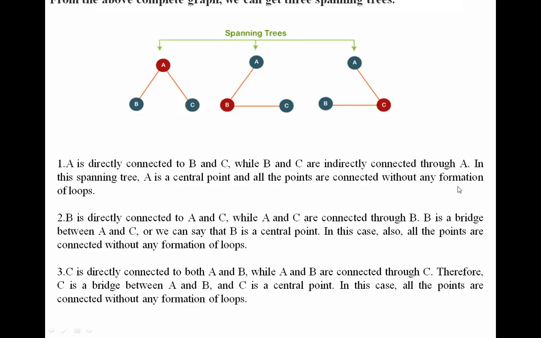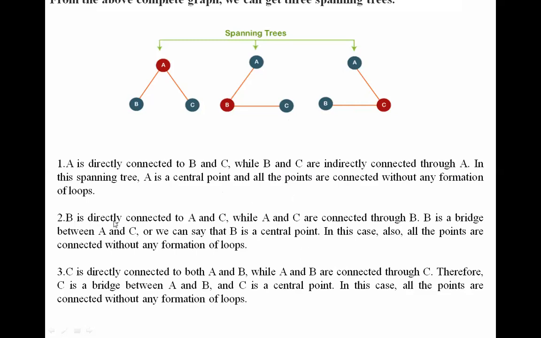All the points are connected without any formation of a loop. It has not become a loop over here. If you connect from B to C, it becomes a loop. If you connect from A to C, it becomes a loop. If you connect from A to B, it becomes a complete loop. So there is no such connectivity here, so it does not become a complete loop.